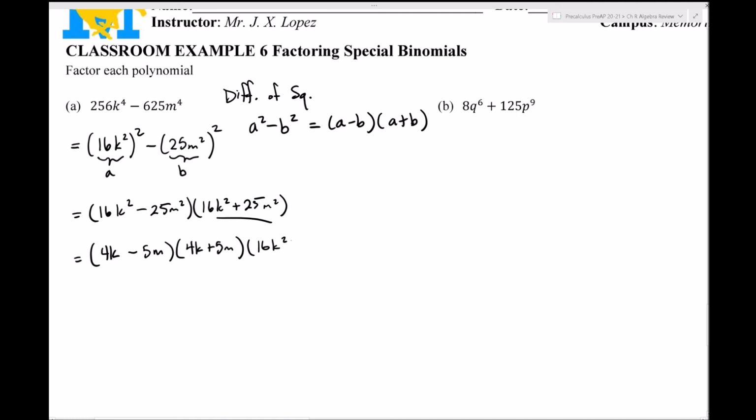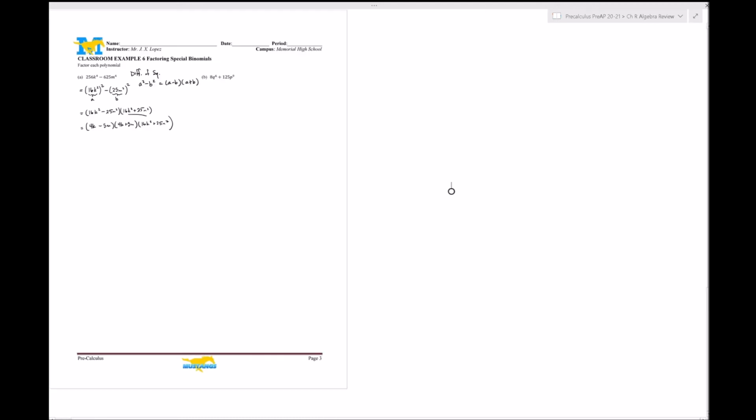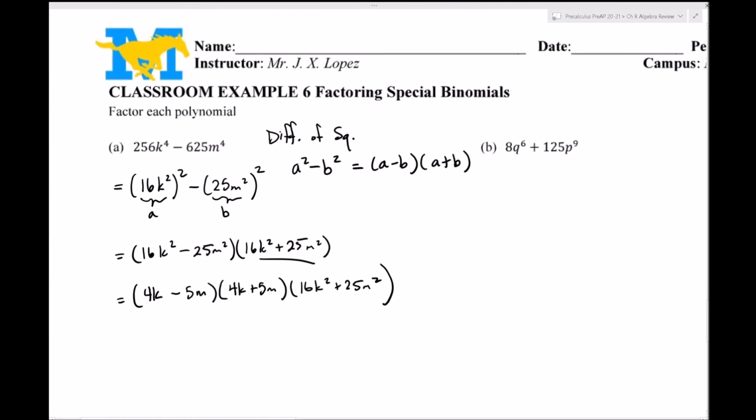16k squared plus 25m squared. And because nothing else there is factorable, that problem's done. So then we'll look at part B as soon as I resize this because it's kind of cutting into the space where part B is at. Looks a little annoying.